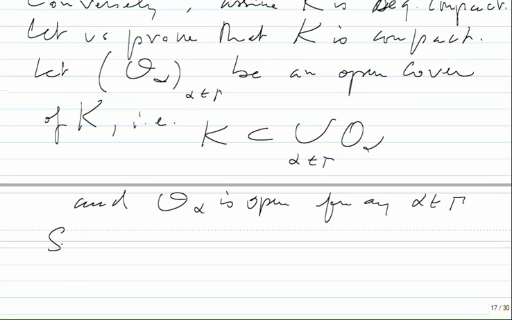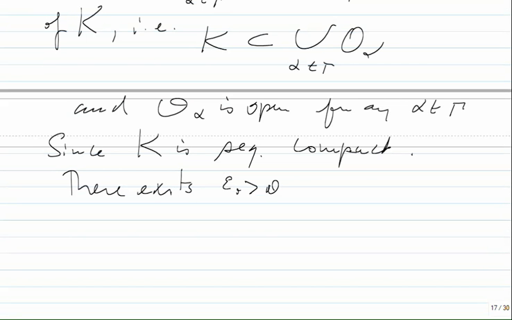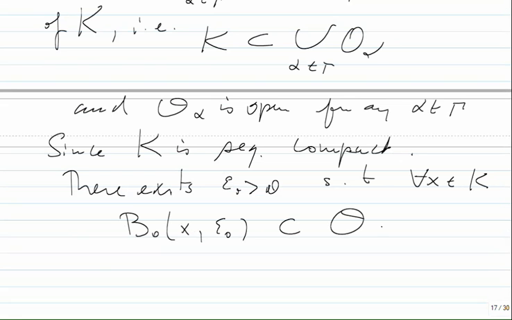Since K is sequentially compact, there exists epsilon 0 from the technical lemma such that for any x in K, the open ball is in some O alpha for some alpha in gamma. Of course, alpha depends on x.